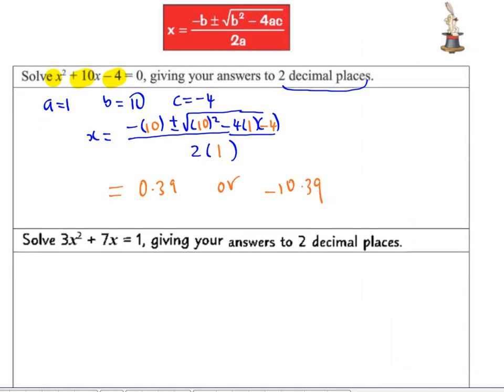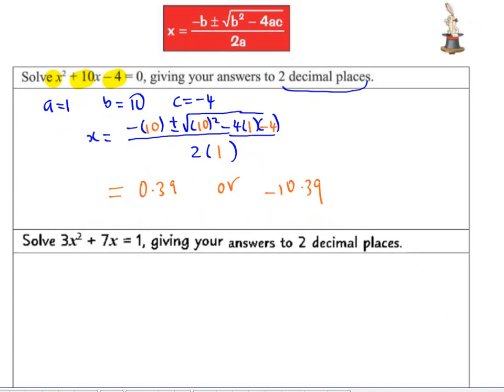So that's actually quite easy. All it takes is for you to recognize what A is, what B is, and what C is, and then put it into the brackets, into the equation, and use your calculator.